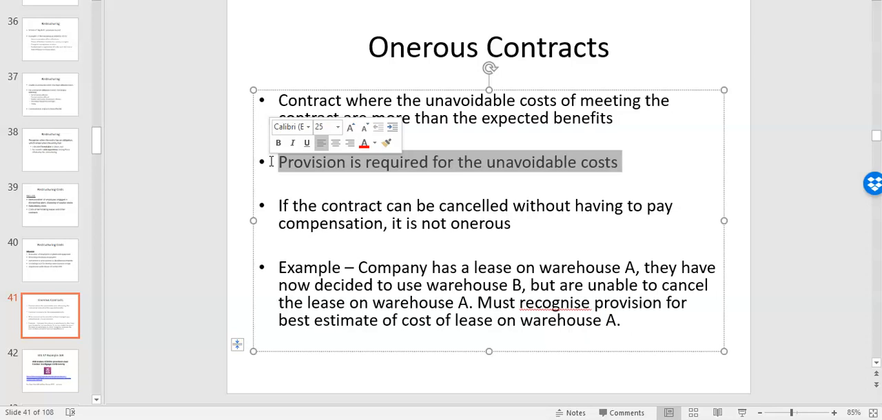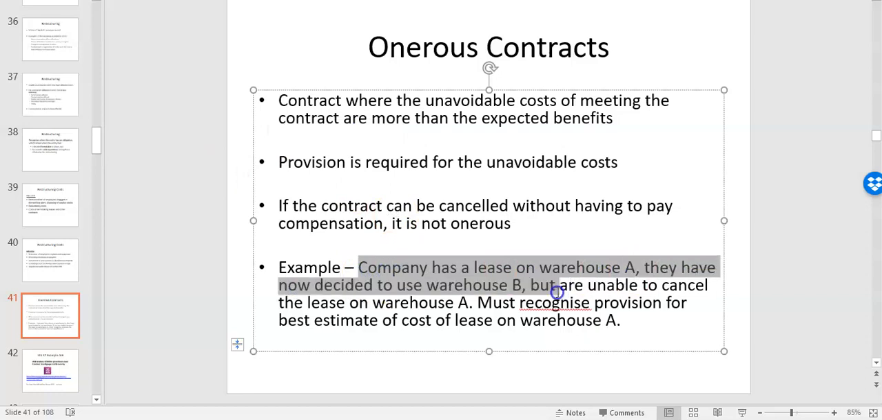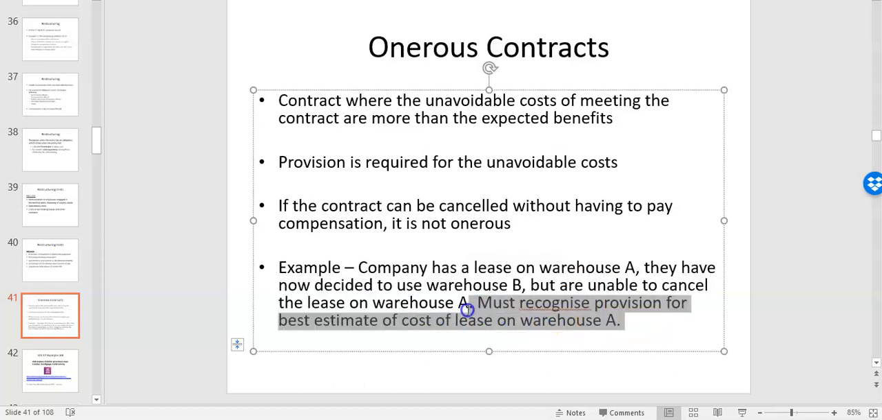Now, don't worry, we won't get you to value many of those. They're quite niche. They're more so for professional exams, but just so you know it is covered in the standard. And you can, in terms of IAS 37, recognize those. So, for example, where a company has a lease on a warehouse, they've now decided to use warehouse B, but they can't cancel the lease on warehouse A. They'll recognize the provision for the best estimate of the cost of the lease. And what that best estimate will be is the remaining life in terms of years of the lease. Maybe it's 5 years, 10 years, how many payments each year. And they can recognize that today when the decision is made to not use that warehouse anymore.